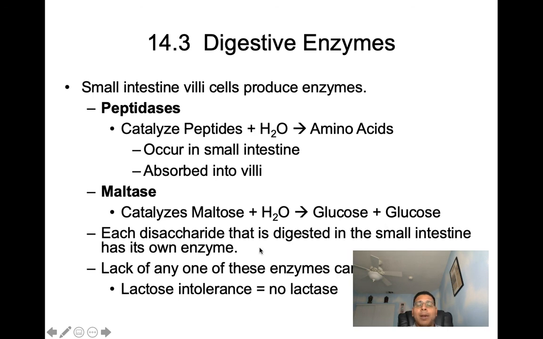Each disaccharide that's digested in the small intestine is going to have its own enzyme. And then if we have a lack of any one of these enzymes, it can cause illness. For example, lactose intolerance. We have no lactose, so no enzyme. We can't break down lactose.